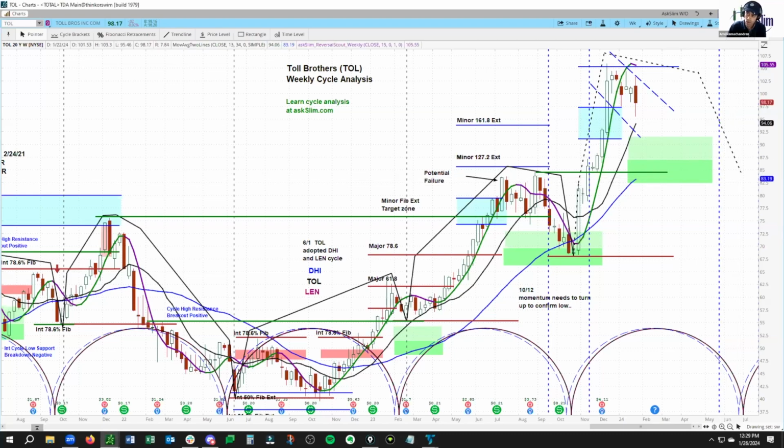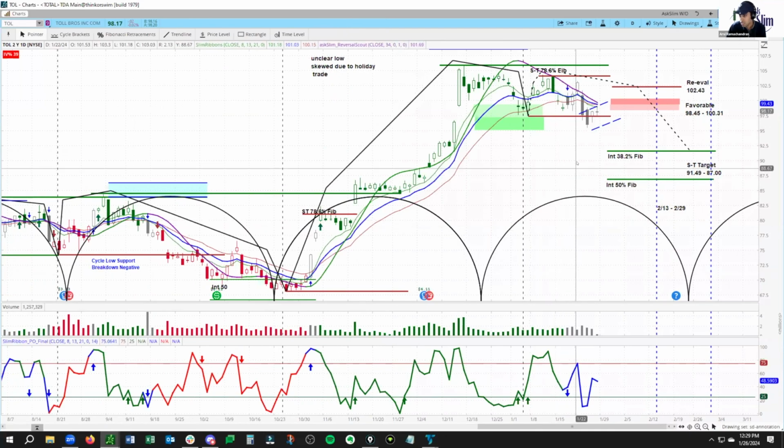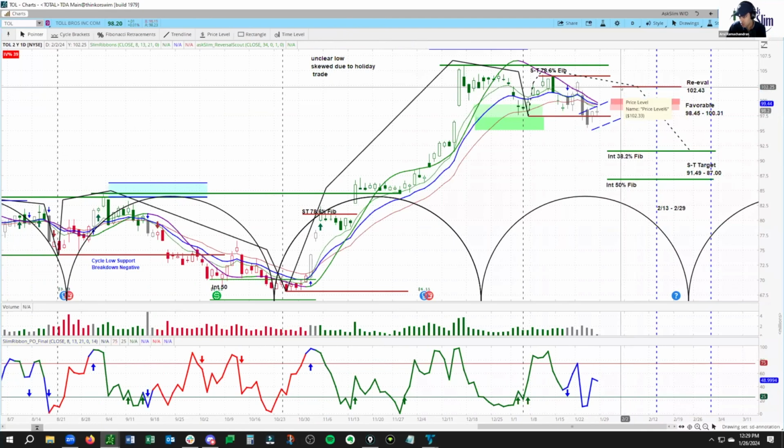If we shift over to the daily time frame, okay, so we are looking for this to fail basically right around here, from 98.45 to 131. And then if it ends up moving through 102.43, this would be marked as a loser, and we're looking for a move down into this zone from the 38.2 to the 50, 91.49 to 87 even, and a low that is due right around 213 to 229.